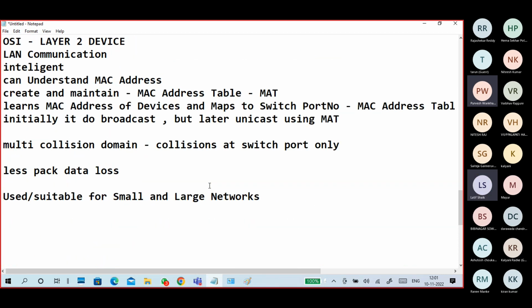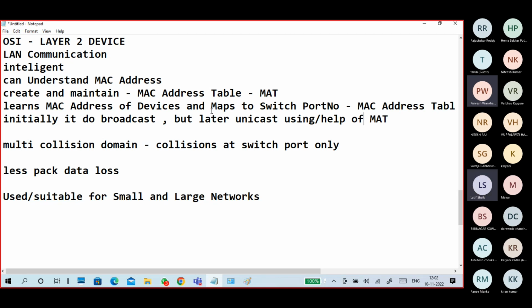Okay. So in a switch, it is different. Initially it is a broadcast, but later it is unicast with the help of the MAC address table. It's a multi-collision domain, so collisions at port only, and there is less packet data loss because of unicast. You can use it for a small network, no problem, and also a large network. If you have 50 computers, of course, you can handle it.